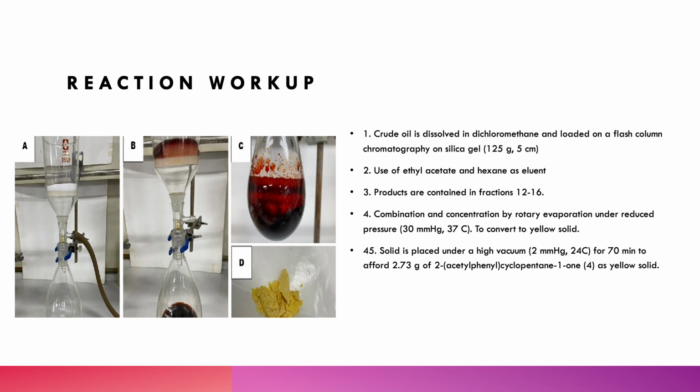This converts to a yellow solid. The solid is then placed under high vacuum for 70 minutes to afford 2.73 grams of 2-acetylphenyl cyclopentan-1-one as a yellow solid.